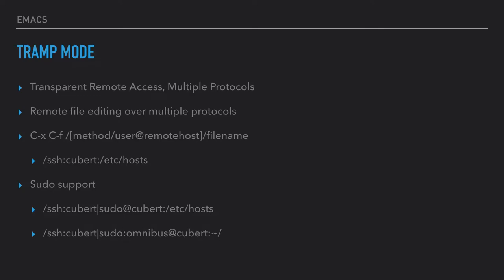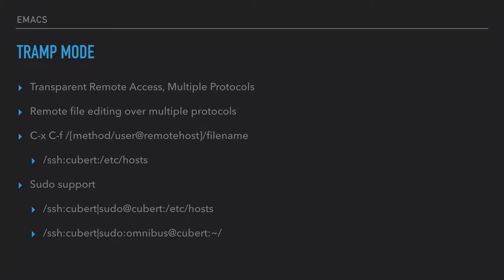So TRAMP mode is the Transparent Remote Access, Multiple Protocols mode. What this allows you to do is remotely edit files over multiple protocols. So I'm going to be using SSH, but you could be using FTP if you needed to. I imagine there's some other protocols that I don't use that are supported. But TRAMP mode's been around in Emacs since, I believe, 2003.